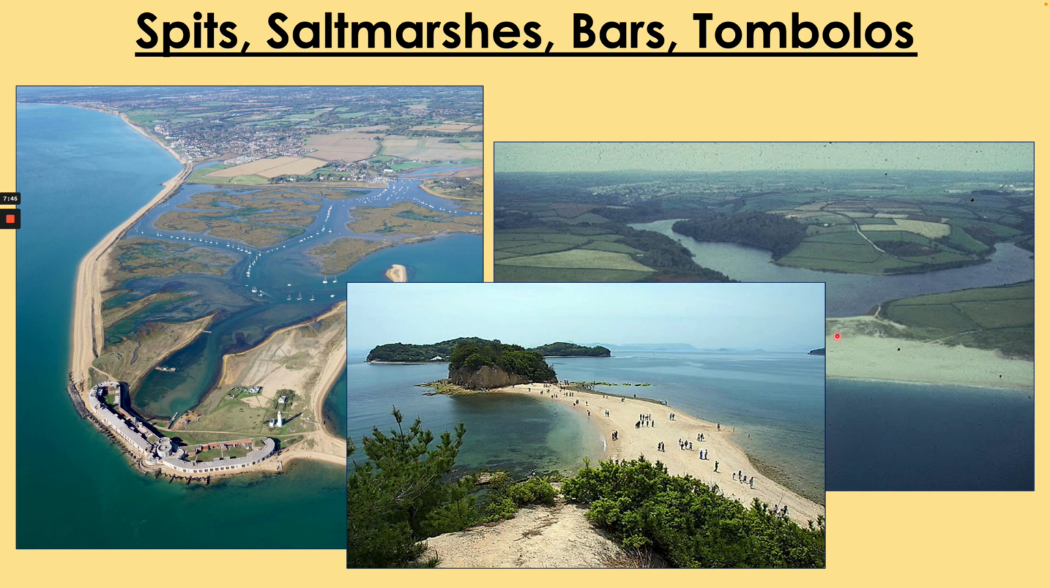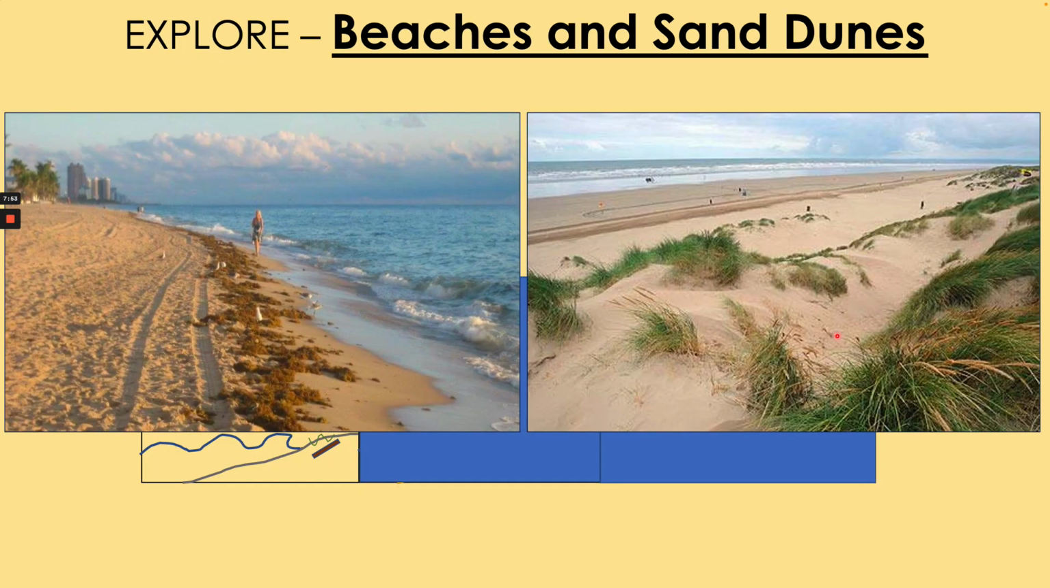Thus, we have spits, salt marshes, bars, and tombolos, but they are not the only depositional landforms. We also have beaches and sand dunes. Now, beaches form in a fairly simple manner. Generally speaking, constructive waves deposit sediment along a coastline because they have a strong swash but a weak backwash.